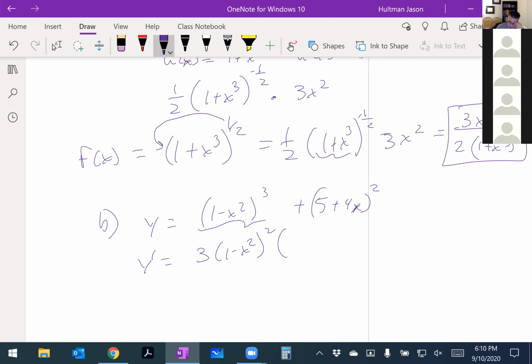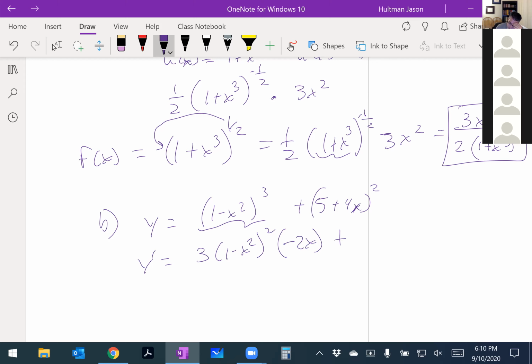What's the derivative of 1 minus x squared? 2x, 1. Close. Close, Mario. Is it negative 2x? Yeah, negative 2x. Thank you, Yusuf, and thank you, Mario, again. It's negative 2x. Good job.